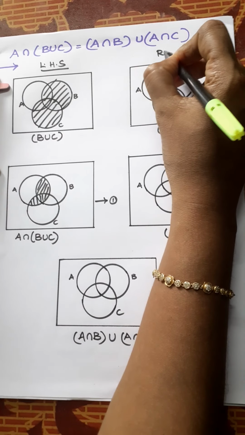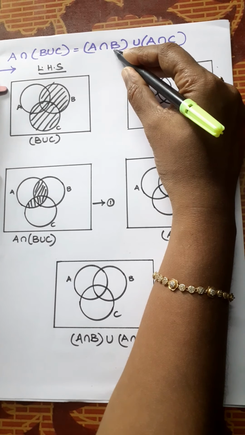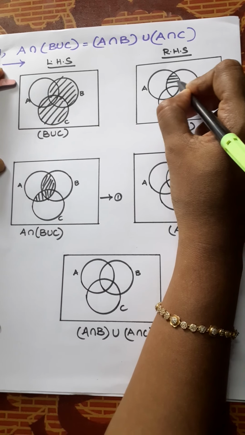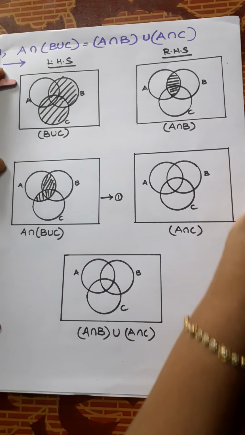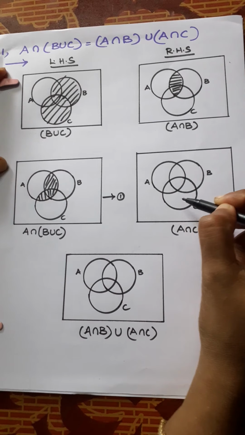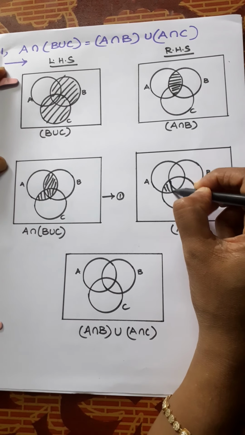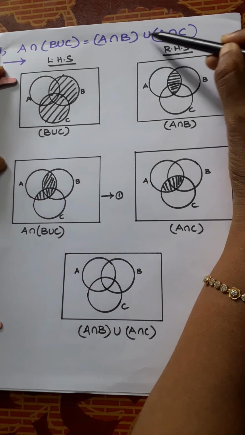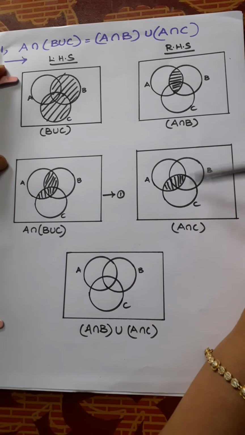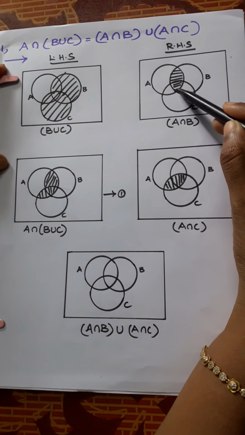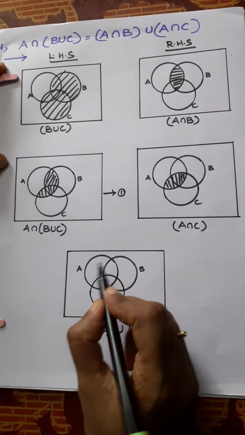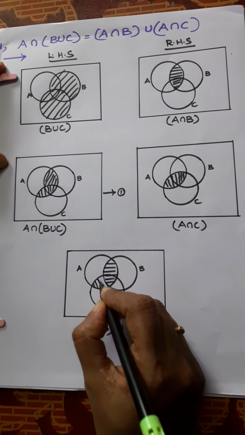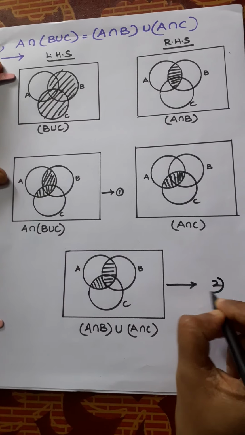Next, we have to select the RHS values. What is our first RHS value? A intersection B. Select the common element for A and B. This is the first step. Next, A intersection C means we have to select the common value of A and C. This is the second step. Next, (A intersection B) union (A intersection C). We have to combine these two values, the A intersection B value and the A intersection C value. This is our second equation.